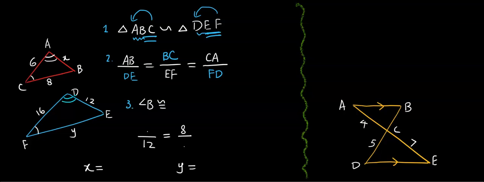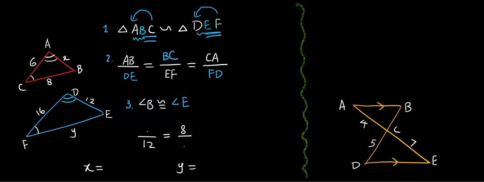Question 3 asks us about corresponding angles. Corresponding angles are going to be congruent. Therefore, we're going to pick 1 letter, B and E. So B and E. Angle B and angle E are congruent angles.